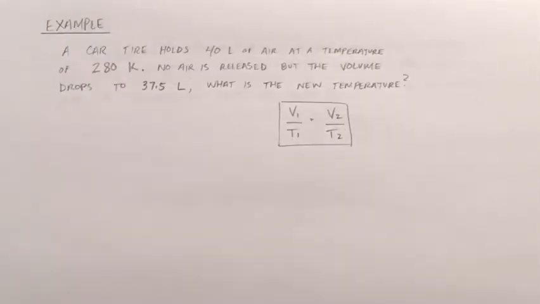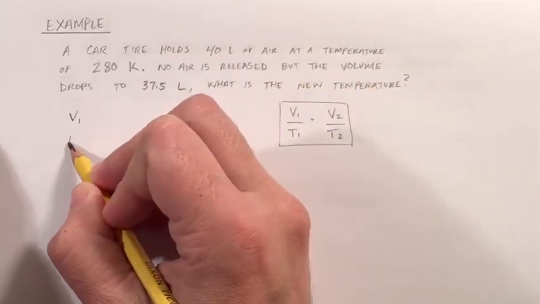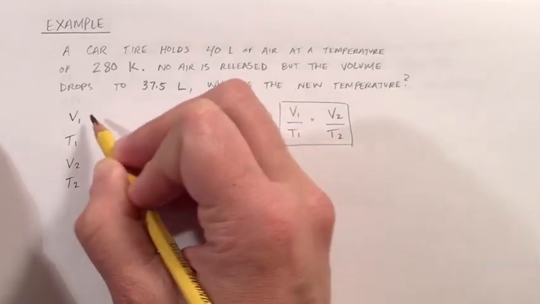In this first example, a car tire holds 40 liters of air at a temperature of 280 degrees Kelvin. No air is released, but the volume drops to 37.5 liters. What is the new temperature of the air in our tire? Step one, list out all our variables. So we have V1, T1, V2, T2.